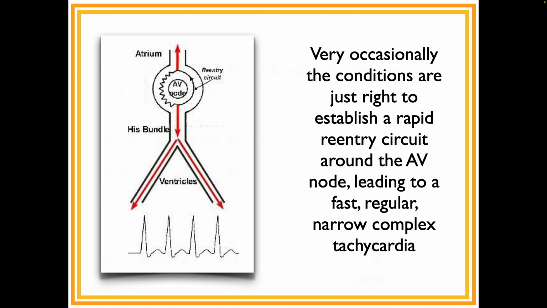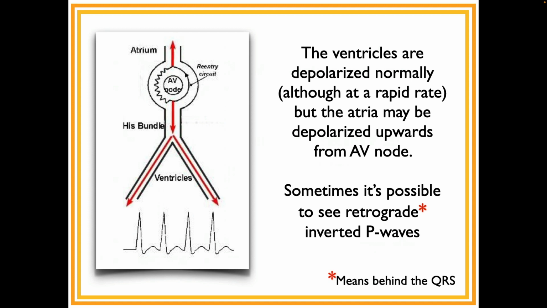Now, sometimes when this happens, it also goes backwards and depolarizes the atria at the same time. What you will sometimes get with AVNRT, that's what this pattern is called, is little retrograde Ps, just like junctional, because the atria will be depolarized usually just after the ventricles. Sometimes you can see it, sometimes not. It's nothing we're going to worry about.